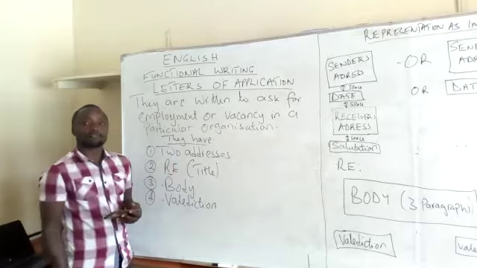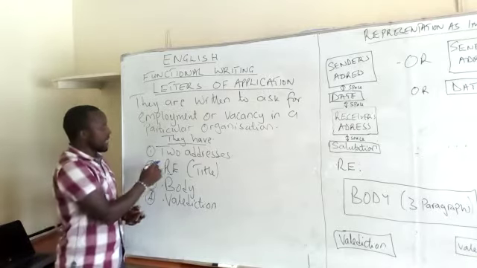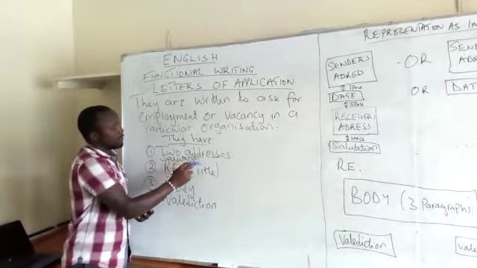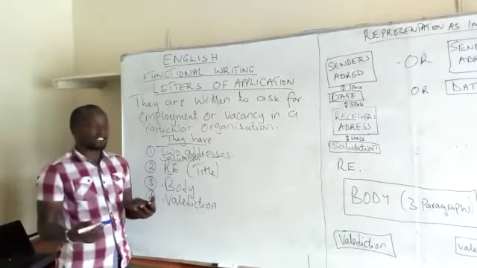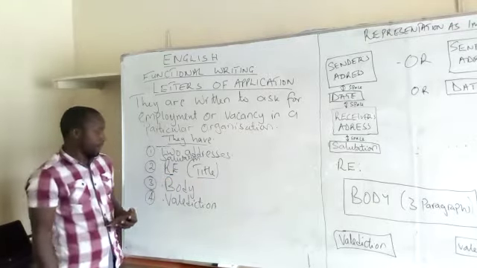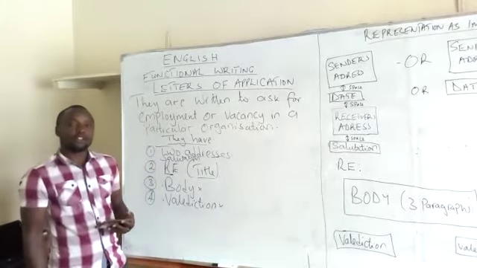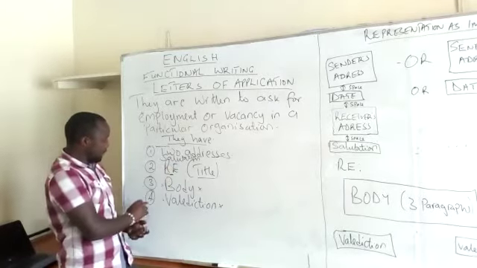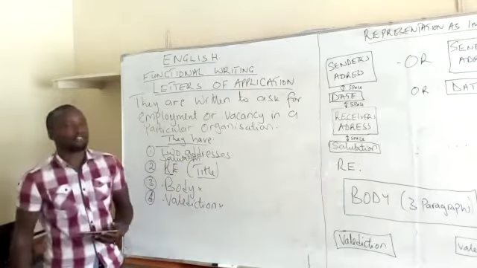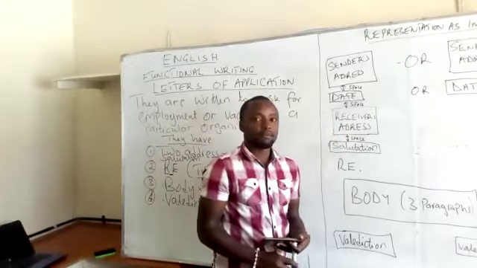Now, the letters have two addresses. That is the address of the sender and the address of the receiver. They have the salutation, where you salute the person. You can say dear sir or madam. Then they have the re, which we call the title. They also have the body, and they have the valediction. Therefore, a letter of application will have 5 items. That is 2 addresses, salutation, title, body, and valediction. And we can represent them using an image as follows.